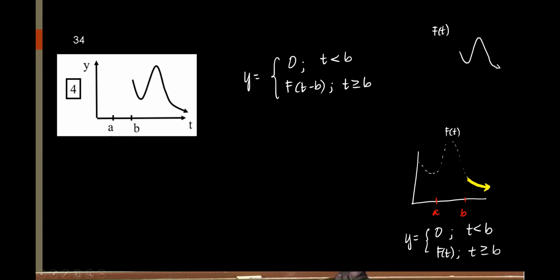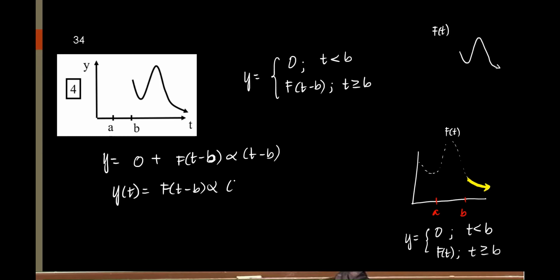But then you'll notice that what I gave you in number 4, the whole graph is the one that shifted, not when it activates, the whole thing shifted. So I can say that y is 0, and then I will add the whole thing shifting f of t minus b alpha t minus b. So let's just remove the unnecessary. F of t minus b alpha t minus b is the working equation.